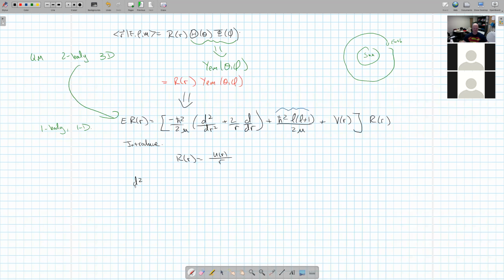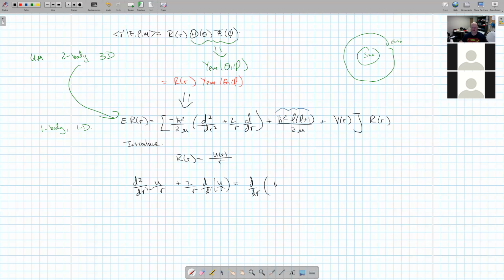So let's look at the second derivative of u divided by r plus 2 over r times the first derivative of u divided by r. Let's look at this one first. This is a product of two functions, right? So this is going to be what? The derivative of the first times the second plus the derivative of the second times the first.